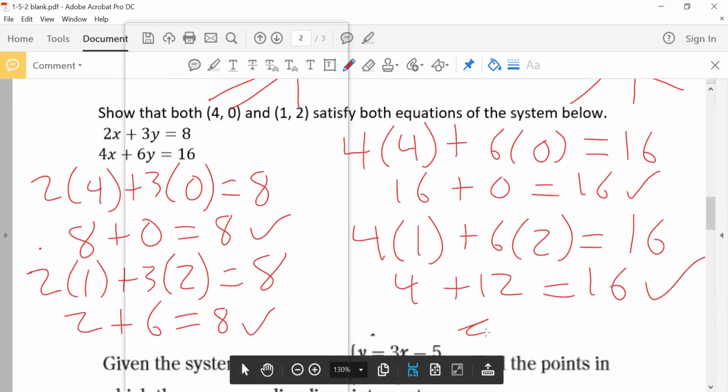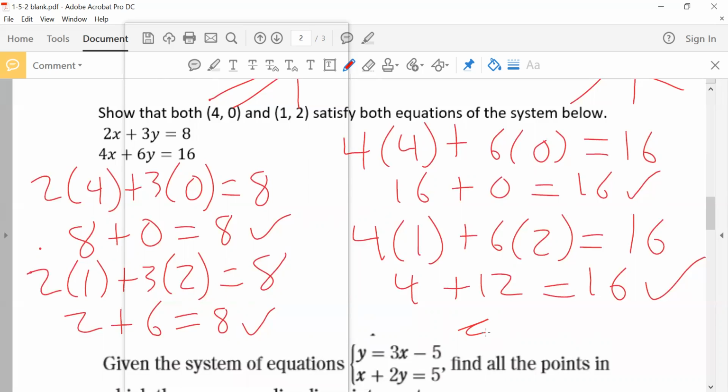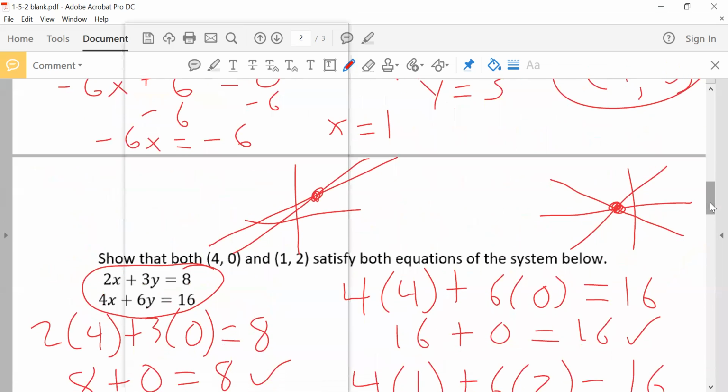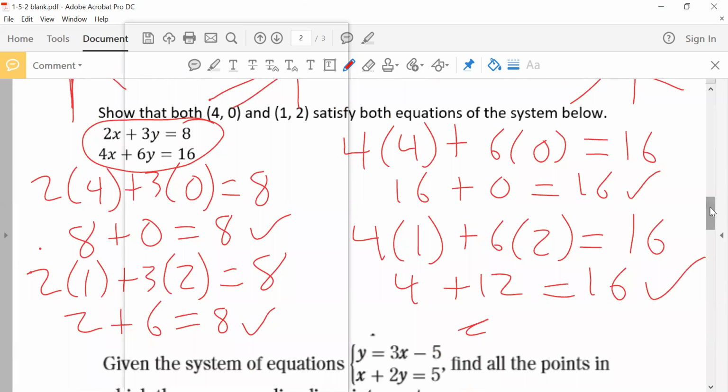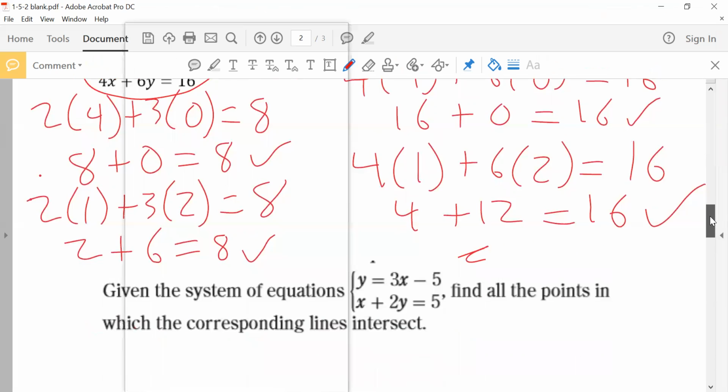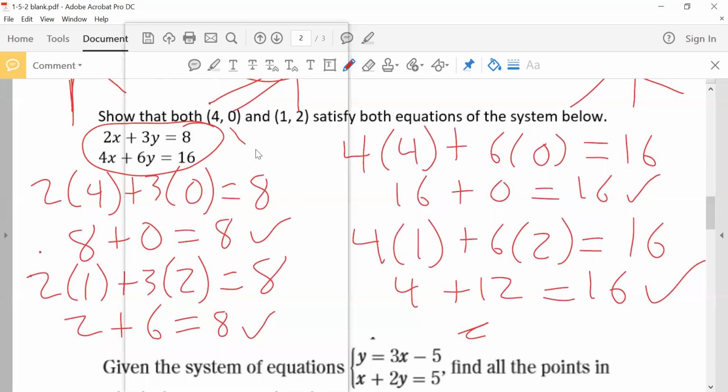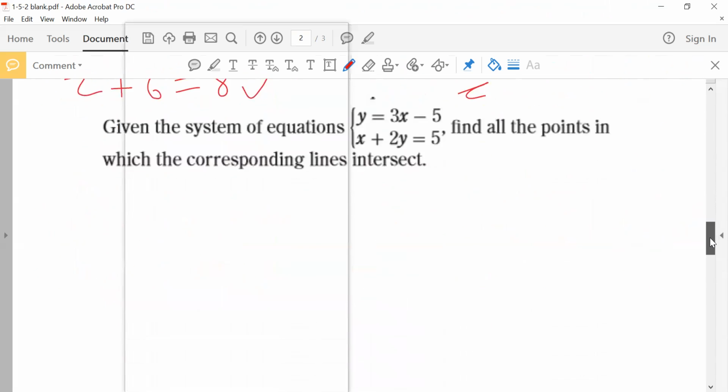Anyway, the answer is these lines right here are actually the same line. They're right on top of each other. If you were to graph these lines, you have one line going like this, and the next line also going just like that right on top of it. So really, these two lines have infinitely many intersection points. Not just those two, but actually infinitely many.